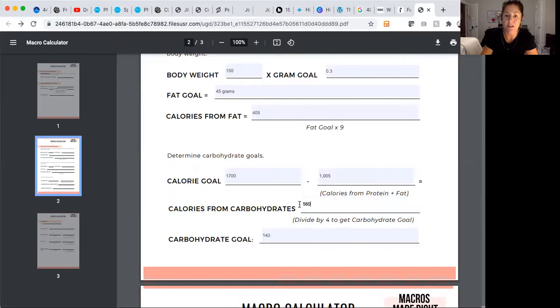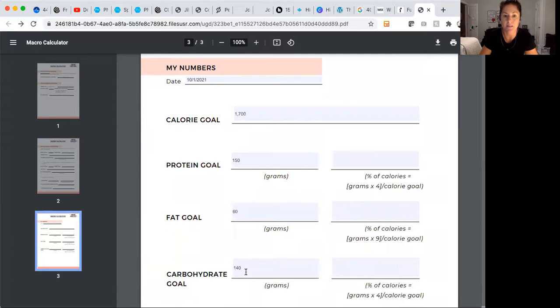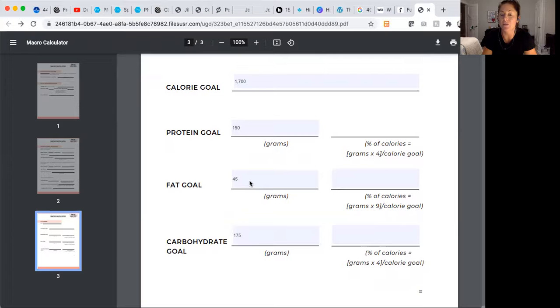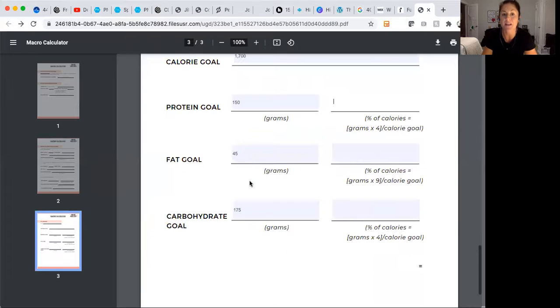All right, so 695 calories now from carbohydrates divided by 4. That looks so much better. I'm going to round that up to 175. Amazing. Let's be real. I like my carbs. Then you have this delineated here: out of your 1,700 calories, 150 grams of that is protein, 45 is fat, and 175 is carbohydrates. If you want to dive even deeper, you can put that into your percentages.